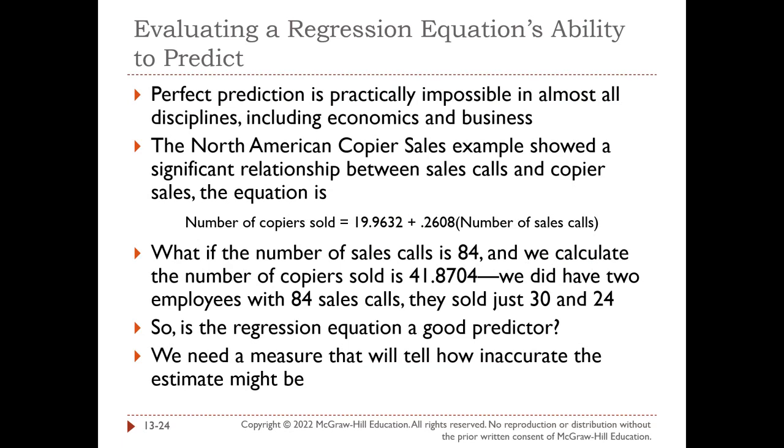The North American Copier Sales example shows a significant relationship between sales calls and copier sales, with the equation as 19.9632 plus 0.2608 times the number of sales calls equals our number of copiers sold. What if the number of sales calls is 84 and we calculate the number of copiers sold is 41.8704? We did have 2 employees with 84 sales calls and they ended up selling just 30 and 24.